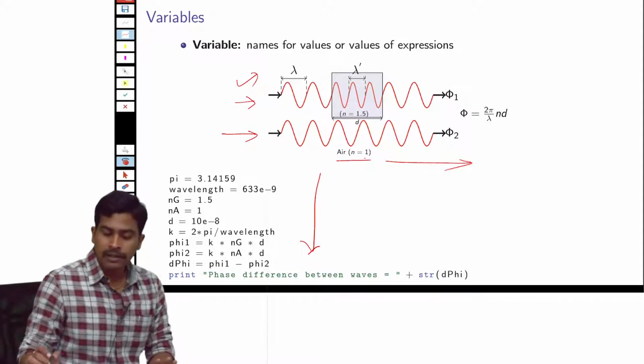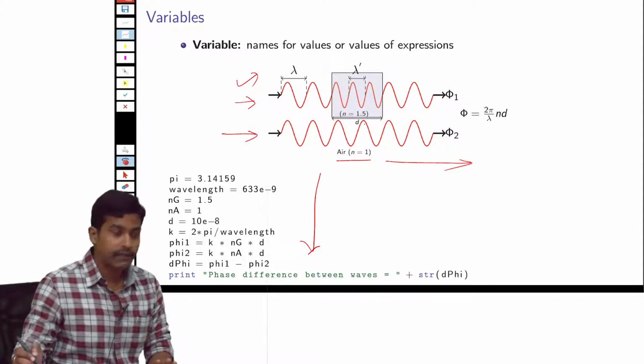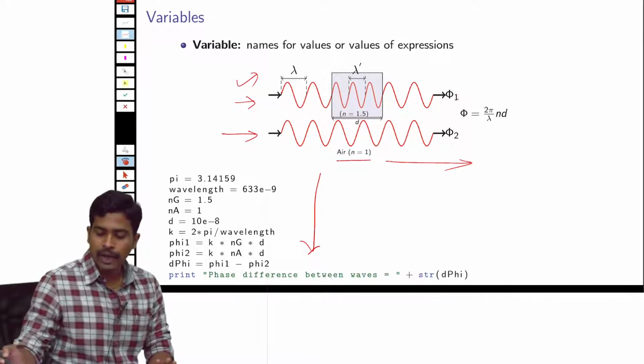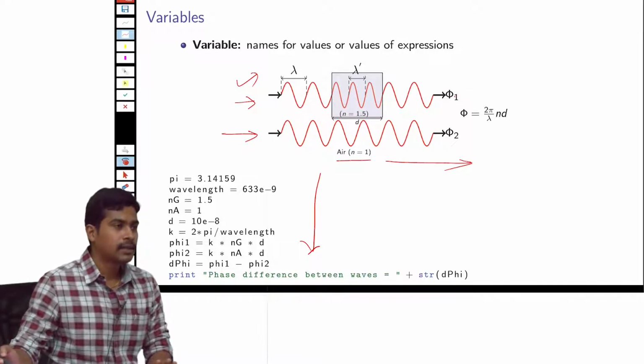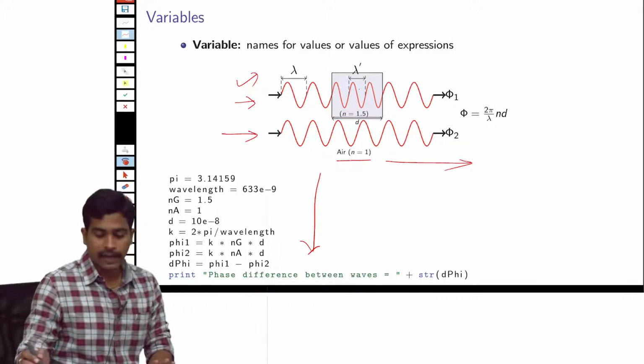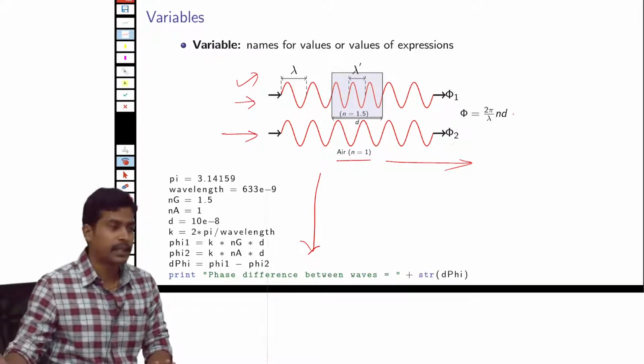Because of this refractive index difference, the output light is going to have a phase difference. That extra phase accumulated by this light because of traveling in this medium can be given by this equation.